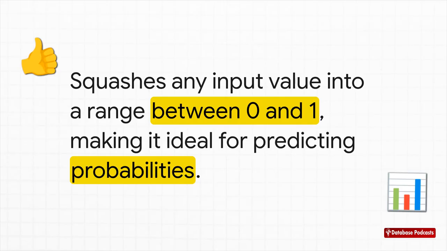First up, we have the sigmoid function. Its signature move is that it takes any number you give it, positive, negative, huge, tiny, doesn't matter, and it squashes it into a neat and tidy range between 0 and 1. This makes it absolutely perfect for any time you need to predict a probability. Like, what's the chance this email is spam? Sigmoid will give you an answer between 0% and 100%.